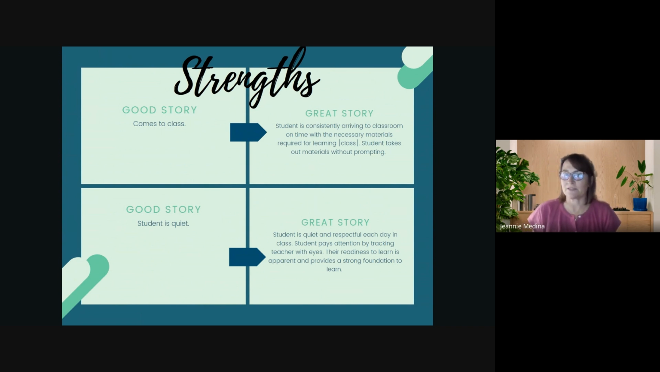If the student comes to class but does not have any materials and does not engage at all, does not make eye contact, that's a different story. And that involves a different intervention.